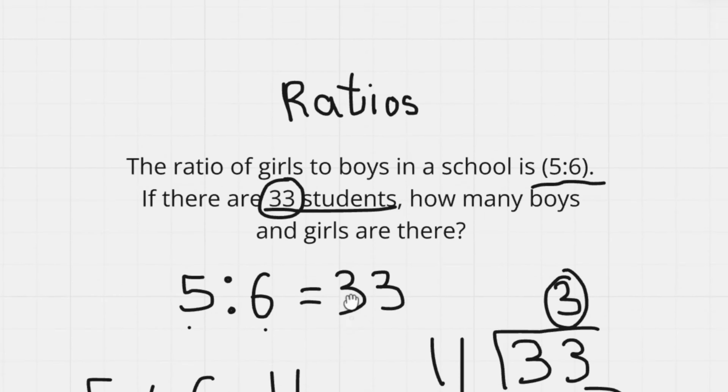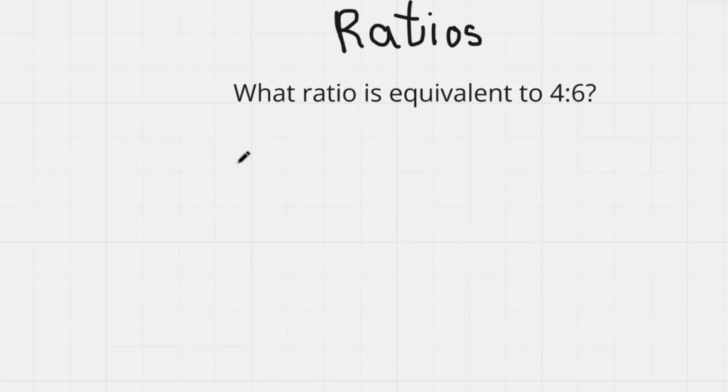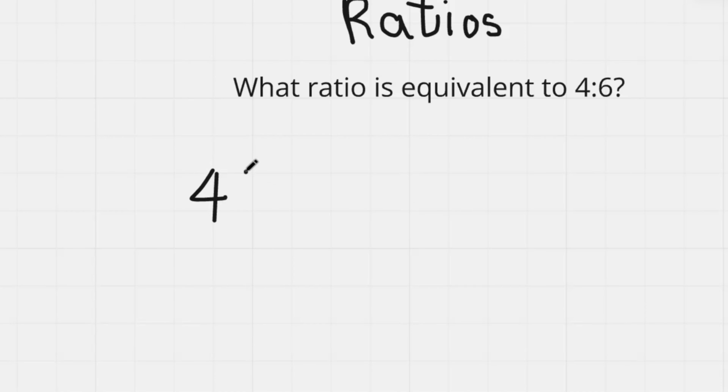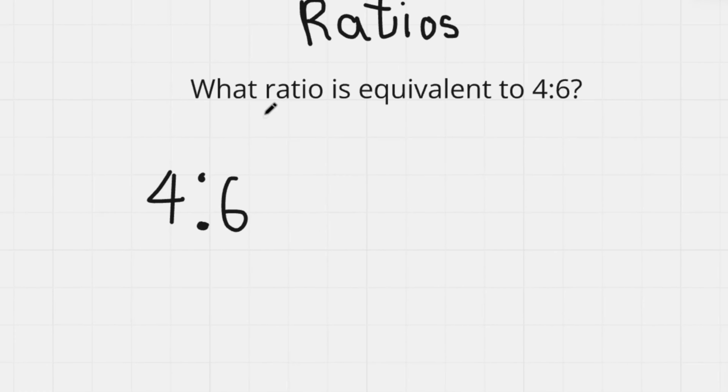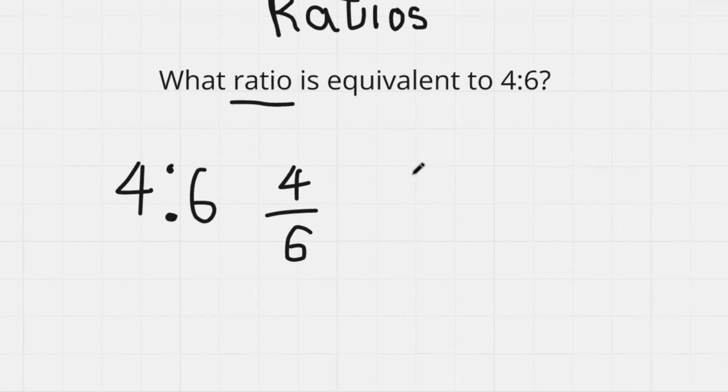So, now you guys pretty much mastered ratios. Here I have another problem. What ratio is equivalent to 4 to 6? So to do this, let's write it right here: 4 to 6. Okay. So earlier we said that ratios are very similar to fractions, because if you say 4 to 6 in ratios, that would be equal to saying 4 over 6 in fractions. You see? So basically they're very similar.